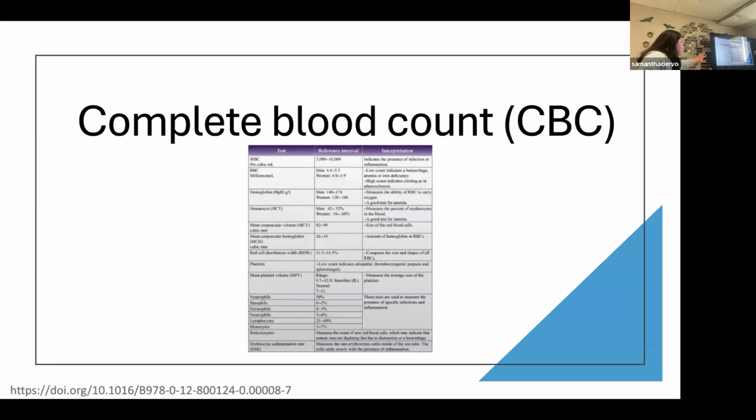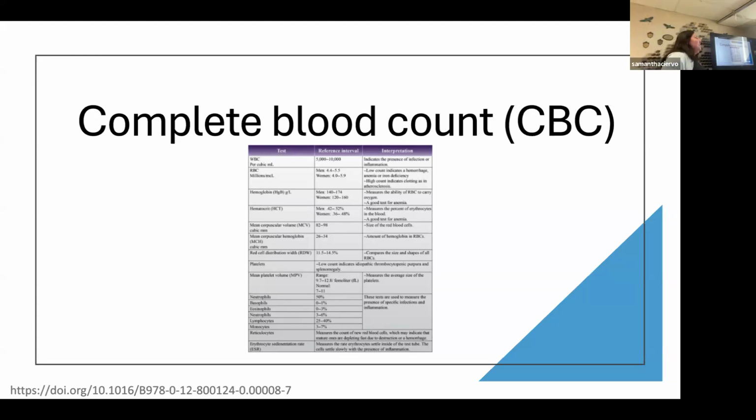The final thing I want to do, I know this is terrible, I'm so sorry, it's so tiny. Is there any way I can make it a little bigger? This is a CBC, a complete blood count. When you go to the doctor for your annual, say, or if you need to get blood work done, they'll typically do a complete blood count. It's like a basic panel that they want to see to make sure they check the components of your blood.